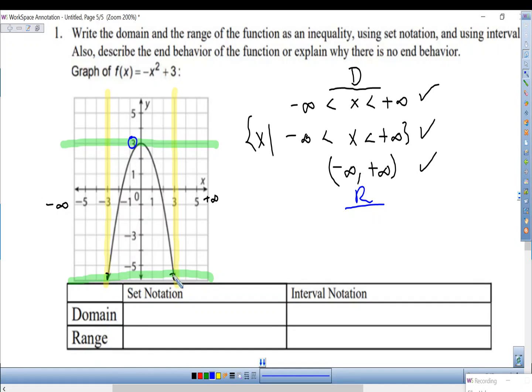However, what do we know about the arrows? That it's going to continue going to what? Negative infinity. Thank you. All right, so therefore, we have negative infinity less than f of x less than or equal to 3. Why did I put equal to 3? Because this is a solid point. It's going through that graph. So write me the solution set, or the set notation, and the interval notation.